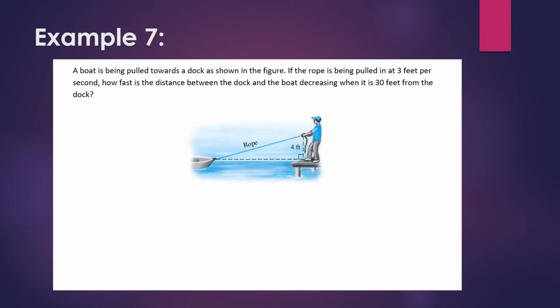So last example for this section, it says that a boat is being pulled towards the dock as shown in the figure. If the rope is being pulled at 3 feet per second, how fast is the distance between the dock and the boat decreasing when it is 30 feet from the dock? All right, so we know that this right here is going to be 30. And we want to know how quickly is this changing.